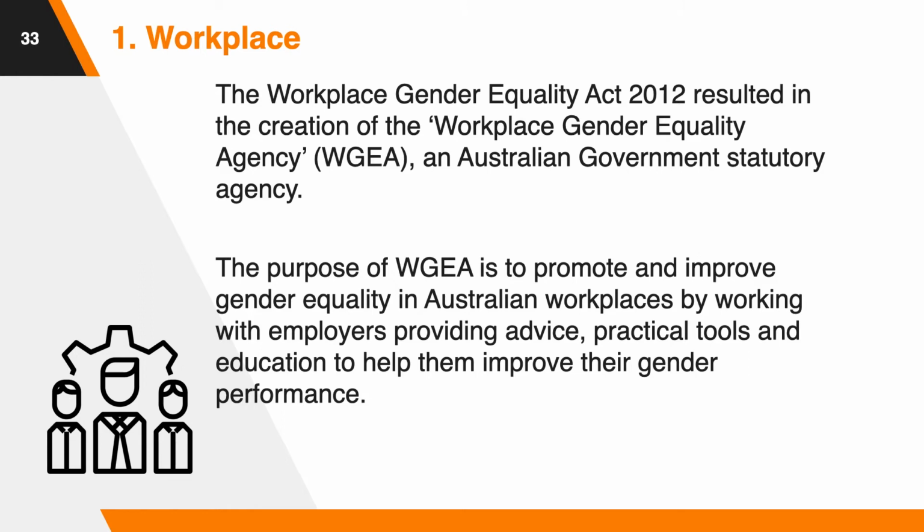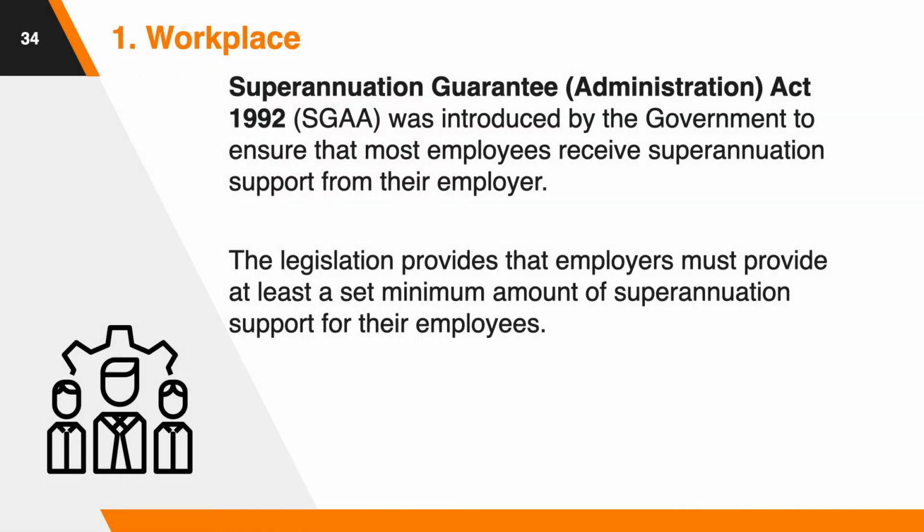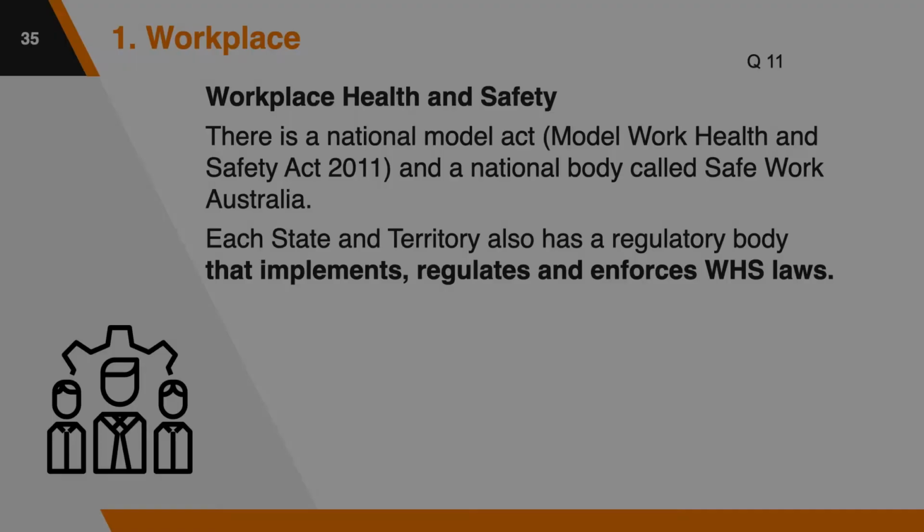In the workplace, we also have the Workplace Gender Equality Act, and this resulted in the creation of the Workplace Gender Equality Agency, which is an Australian government statutory body that works to promote and improve gender equality in Australian workplaces. We have the Superannuation Guarantee Act to ensure that most employees receive superannuation support from their employer.